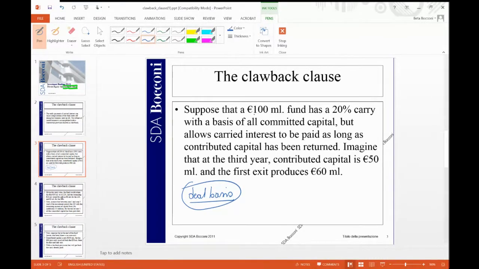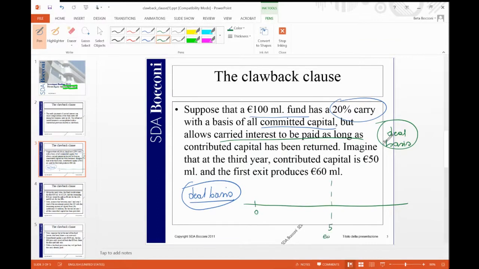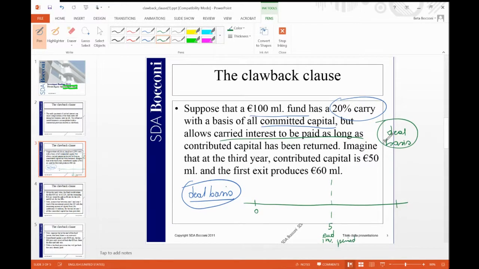Follow me. Suppose that you have a 100 million fund with a carried interest of 20%, calculated on the committed capital. But we have a carried interest paid on a deal basis. So every time you liquidate an investment, I am entitled to the carried interest. Assume that you start at time 0, in year number 5 there is the end of the investment period, and suppose that year 10 is the end of the vehicle.